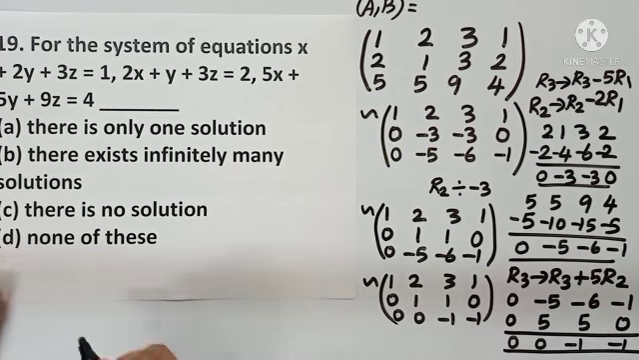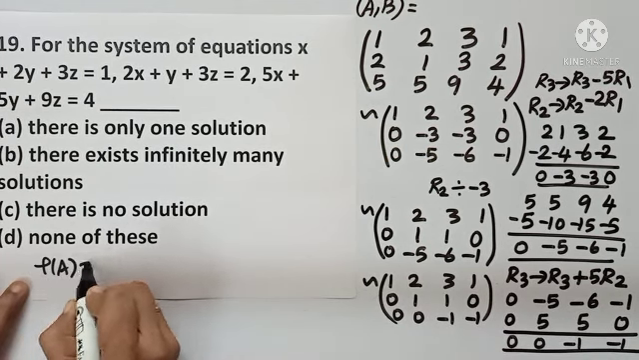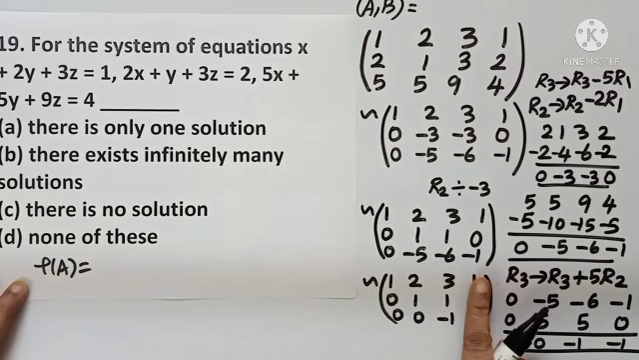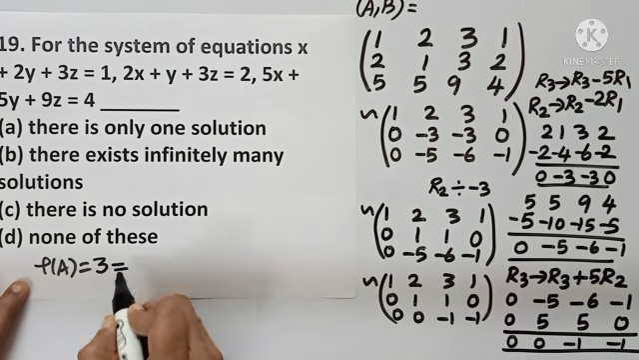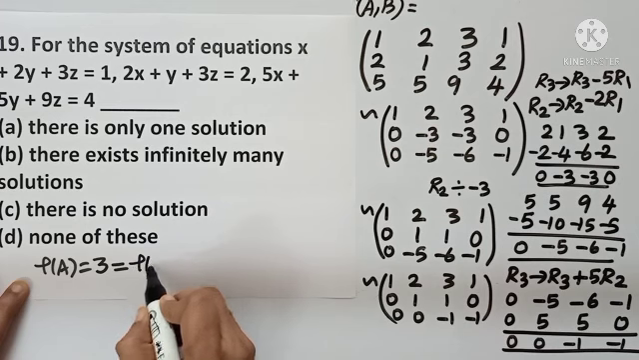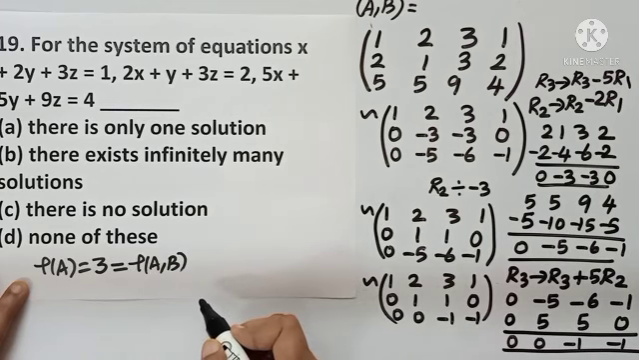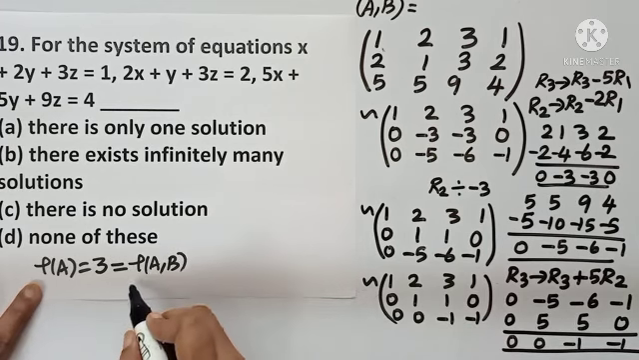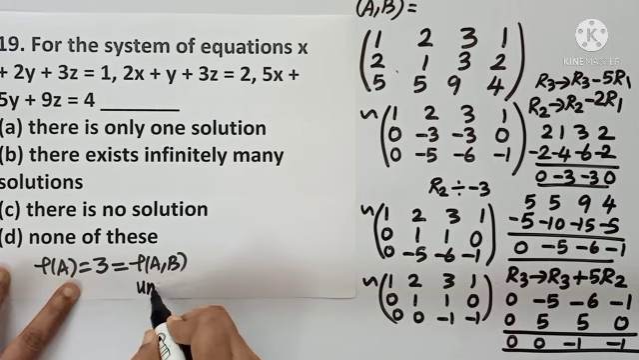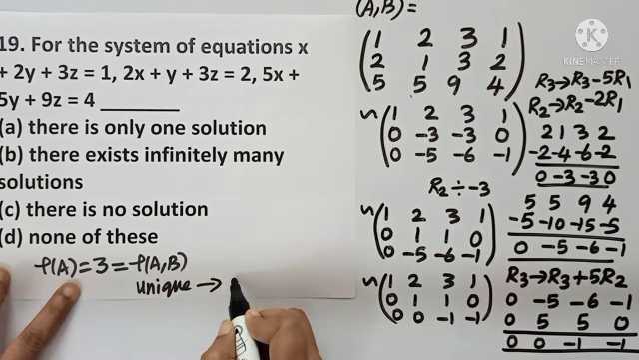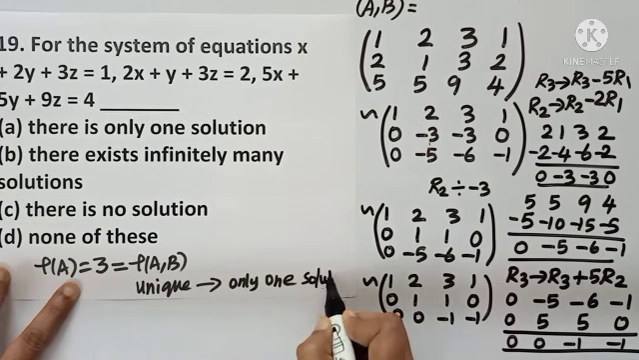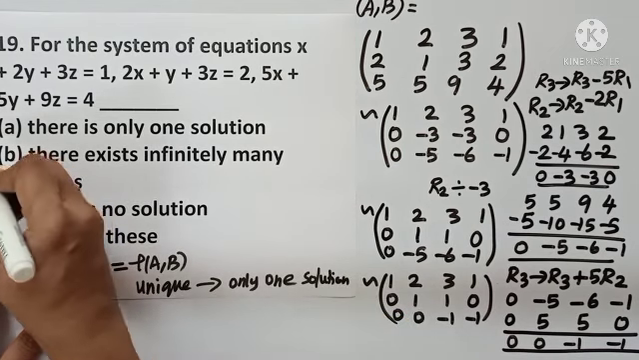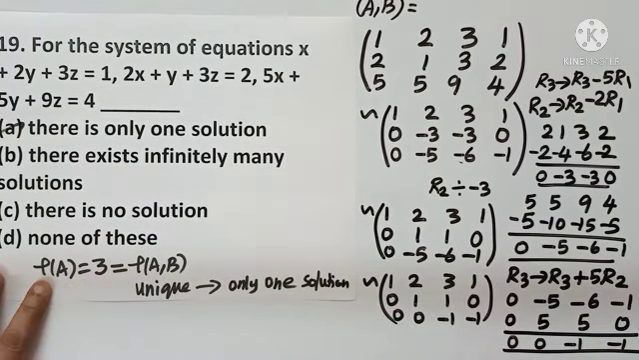Now we find the rank of A. As I hide the last column, the rows are non-zero, non-zero, non-zero, so rank of A is 3. Rank of [A, B] is also 3. I can immediately say unique solution. The word unique tells me only one solution. So option A is the right choice.